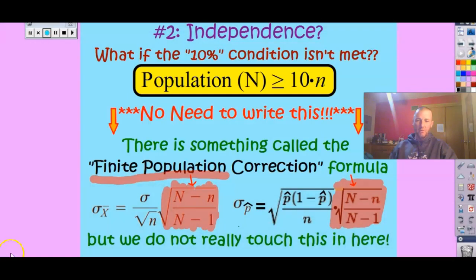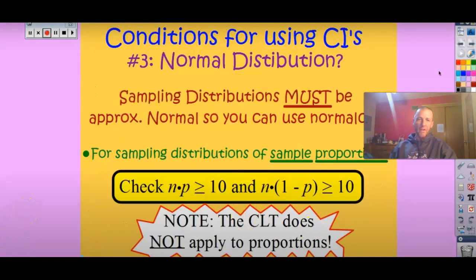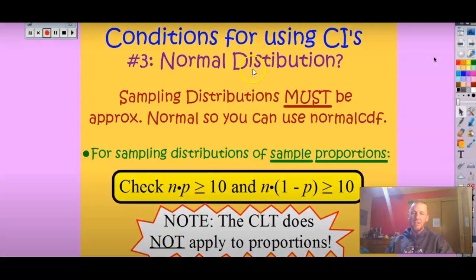So whatever. It's just for your own awareness. The final condition that needs to be met every time before we can do this stuff is we have to have a normal distribution. The sampling distribution has to be approximately normal. If it's not approximately normal, we can't do anything with it, right?